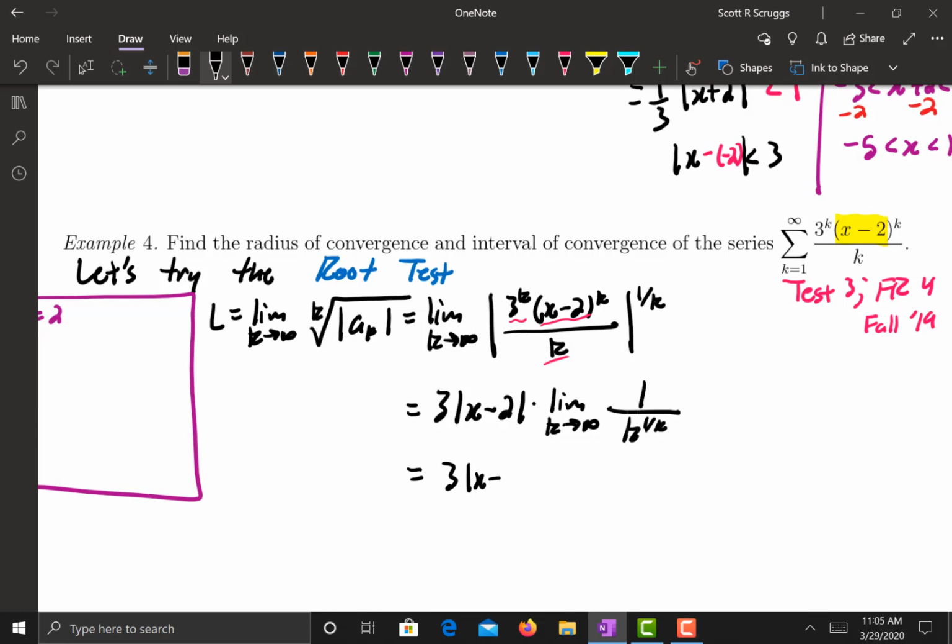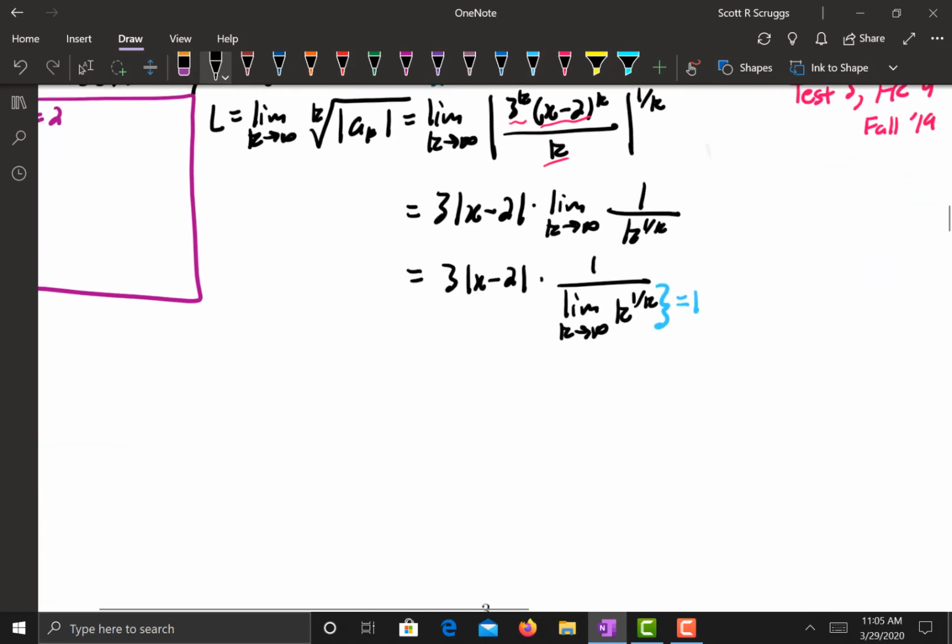So 3 absolute value x minus 2. I'm going to take the limit of the denominator, and recall from when we talked about the ratio test, this is one of our 4 limits that have a special result. And the special result for that is that it equals 1. So I now have 3 times the absolute value of x minus 2.